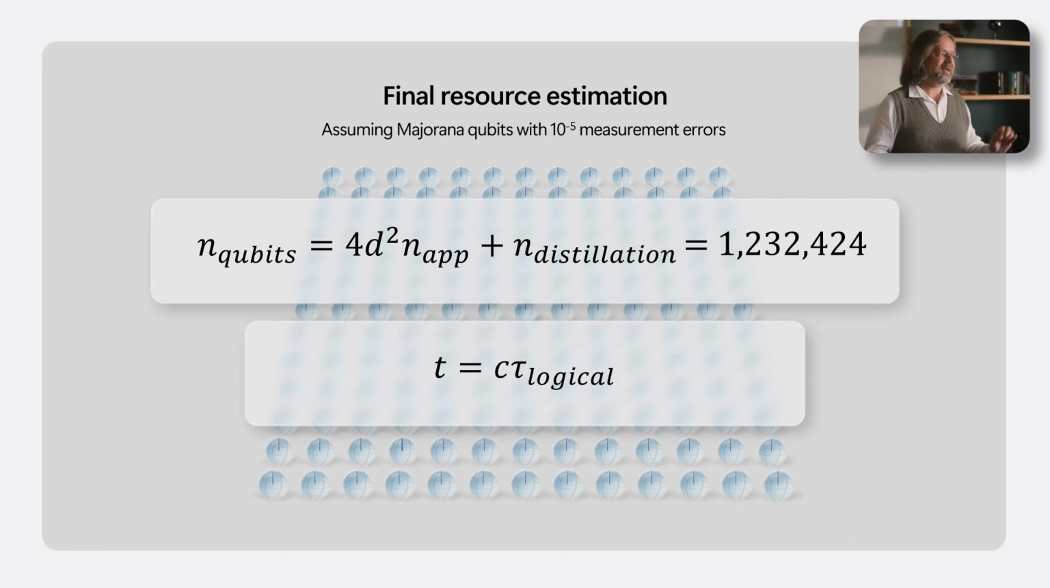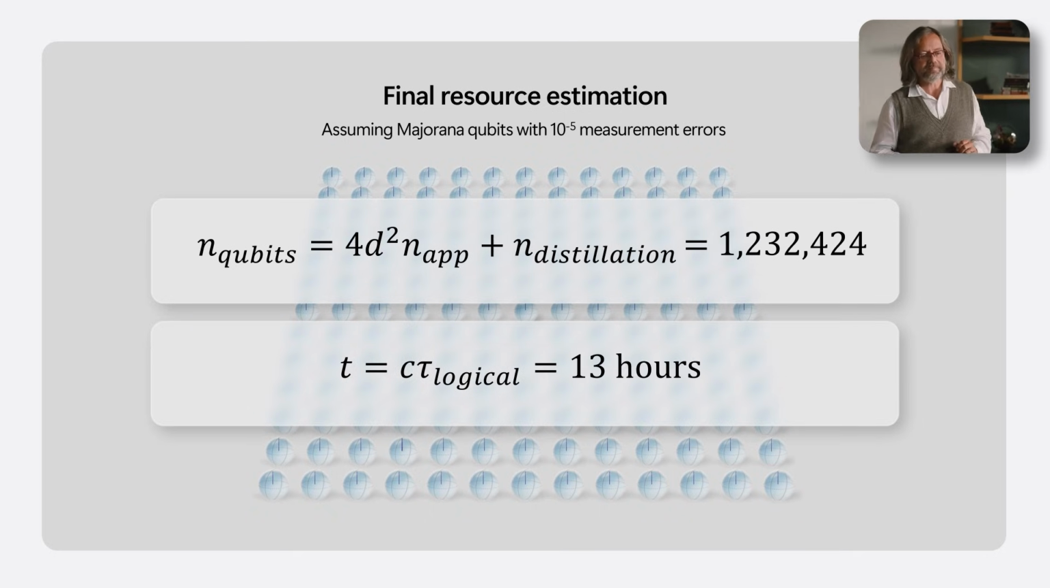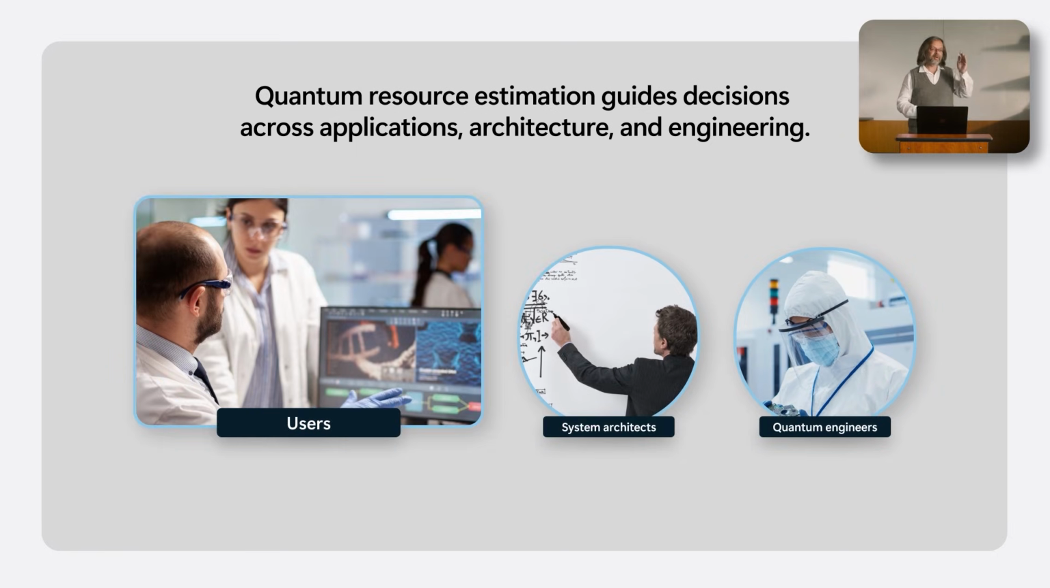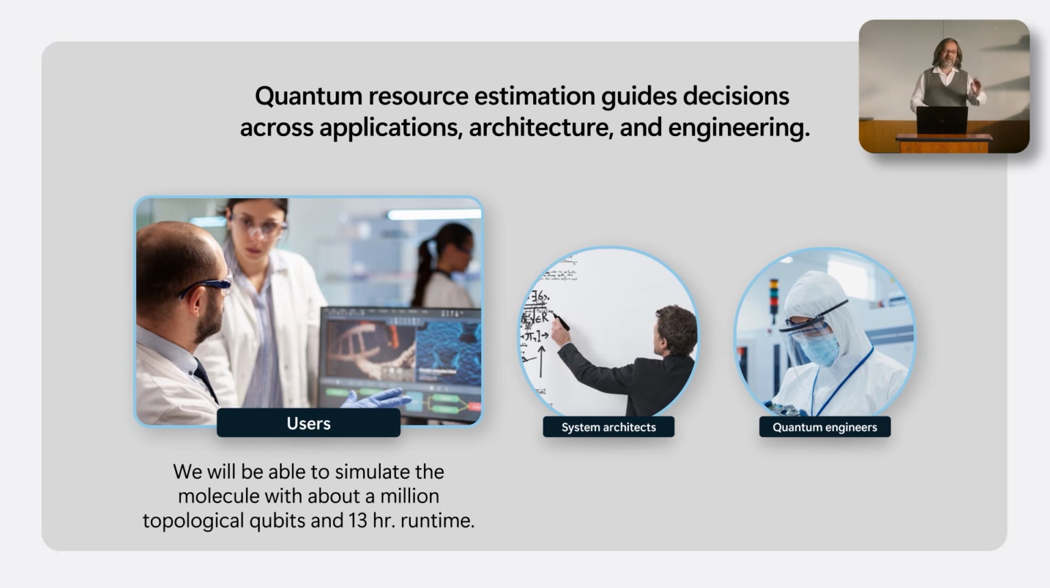Similarly, we take the number of clock cycles and multiply it with the clock cycle time, which here gives us, for the 1 billion cycles, about 13 hours of runtime. With that, the user has the answer. The chemist now knows if they use a topological machine, they will need about 1 million qubits and the runtime will be 13 hours. They can redo the same calculation for superconducting qubits, ion trap qubits, neutral atoms, spin qubits, and find out what's needed there. They can then pick the machine that's best suited for the application.